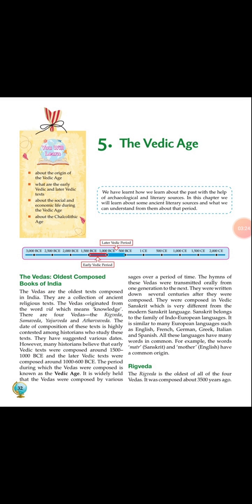However, many historians believe that the early Vedic texts were composed around 1500 to 1000 BC, and the later Vedic texts around 1000 to 600 BC. Most historians assume that the early Vedic period, the Rig Veda, was composed during 1500 to 1000 BC, and the later Vedic period, which includes Samveda, Yajurveda and Atharvaveda, was composed in 1000 to 600 BC. The period during which the Vedas were composed is known as the Vedic period. The total period from 1500 to 600 BCE is known as the Vedic age, because in this period the four Vedas were composed.